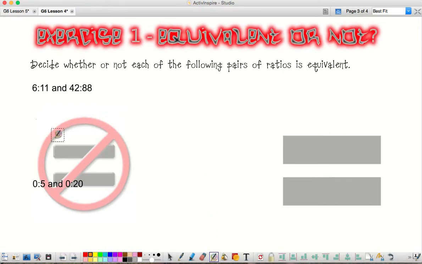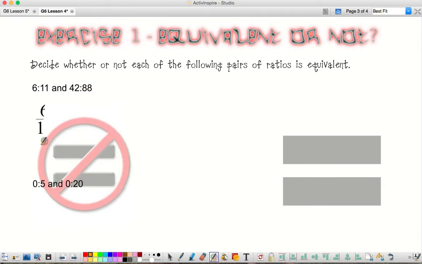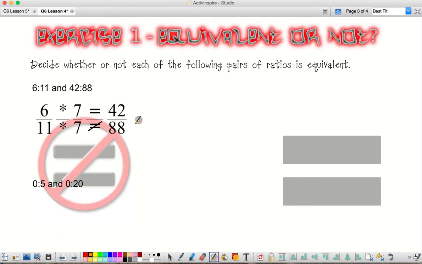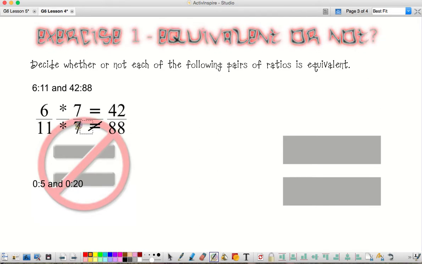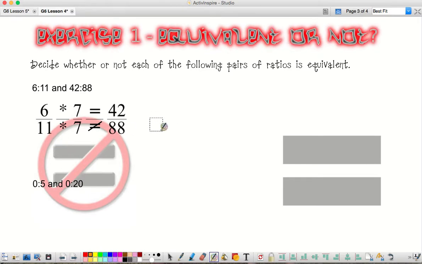All right, so if you take a look here, you have 6 to 11 and 42 to 88. In this case, 6 to 42 would be times 7. So that would mean that 11 times 7 would have to give you 88. Since that's not the case, we know that these two are not equivalent.